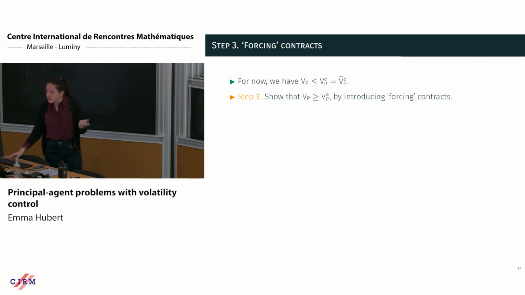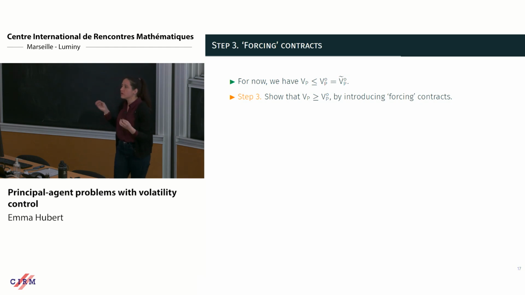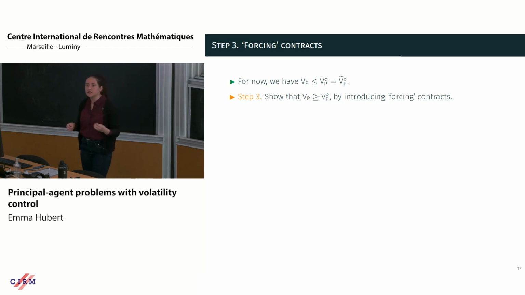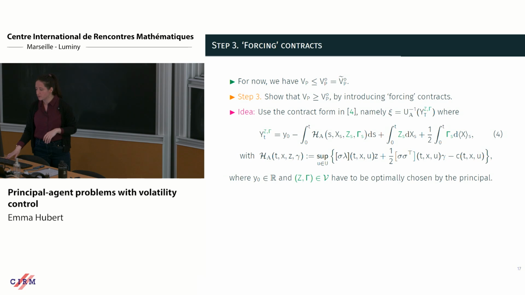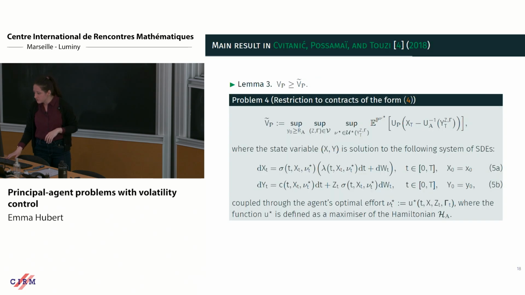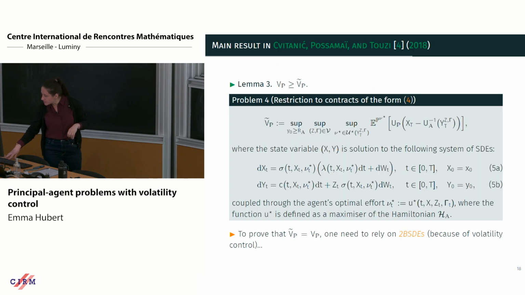And for the next step, you will do as in the example: you take the contract from the paper by Yaksha, Nizar, and Dylan, you put it in the original problem, and you try to show some kind of correspondence between the z and gamma in the penalization contract and the z and sigma in the first best control problem.